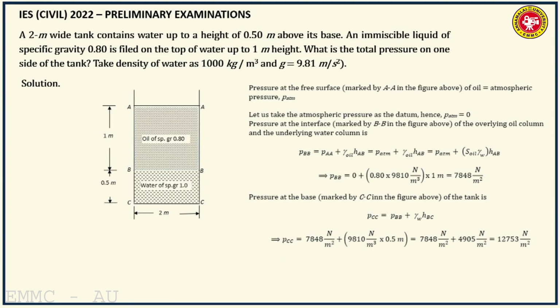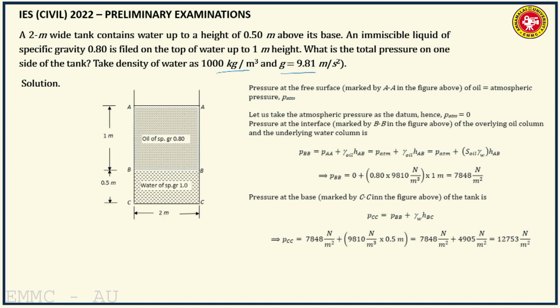So this is another problem which was asked in the preliminary examinations of Indian Engineering Service, Civil Engineering in 2022. A 2-meter wide tank contains water up to a height of 0.5 meter above its base. An immiscible liquid of specific gravity 0.8 is filled on the top of water up to 1 meter height. What is the total pressure on one side of the tank? Take density of water as 1000 kilogram per meter cube and G is equal to 9.81 meter per second square.